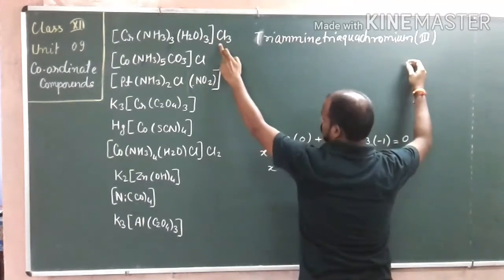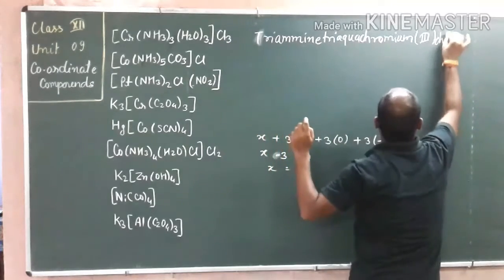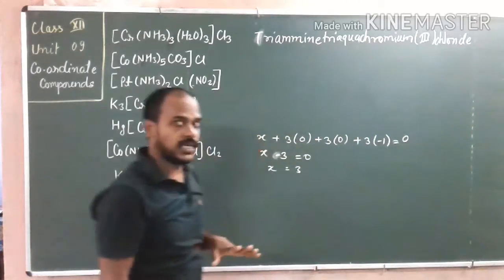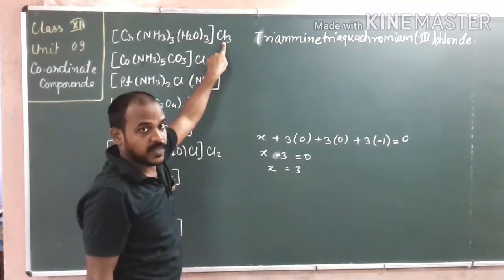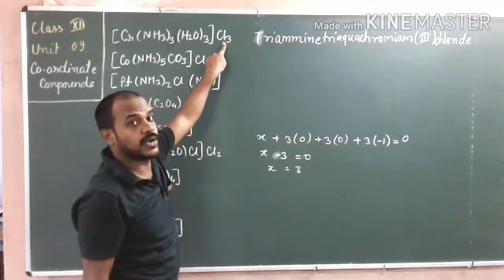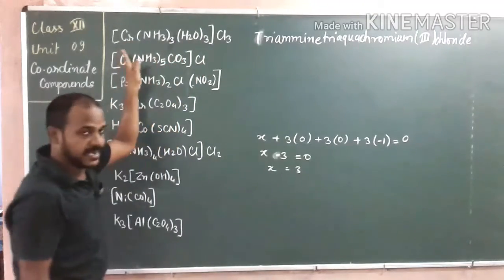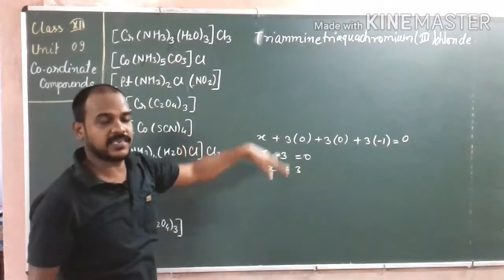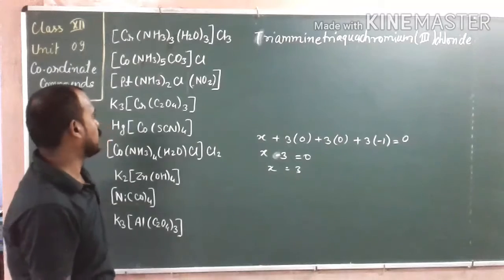So we have no need to write trichloride, it is only chloride. And now it's not chlorido, it is only chloride, because this is an ion here. Okay, when will we write the name chlorido? If this Cl is present inside the square bracket. So if it is inside the square bracket, then it is chlorido. If it is outside the square bracket, then it is only chloride. So this is the name of the first complex.